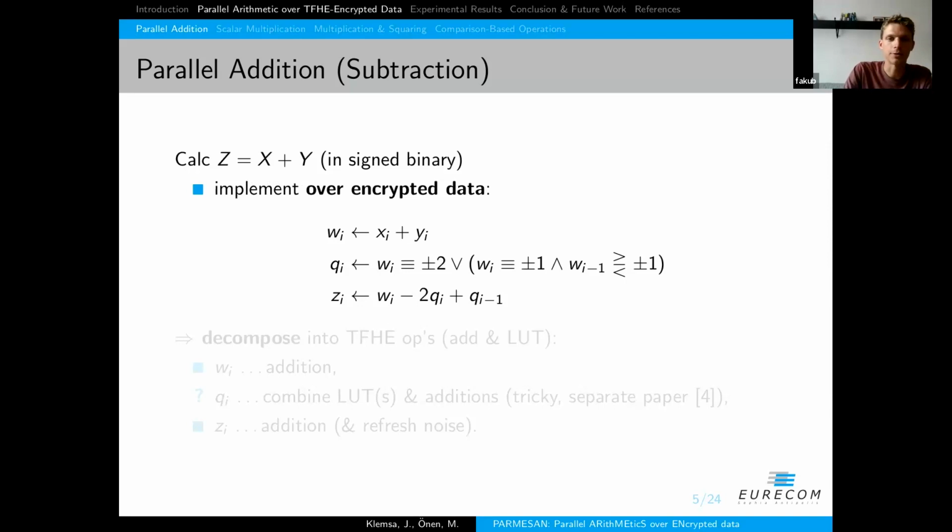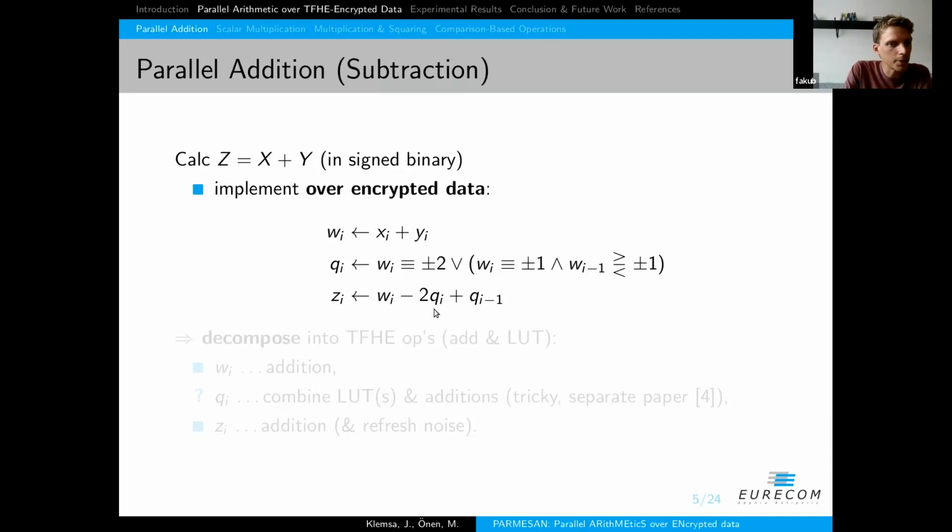What we need to implement over encrypted data is, for each digit, we need to evaluate this intermediate sum, denoted wi, then the value of qi, which is some super complicated formula, which takes as inputs wi and wi minus 1. And all of this is combined into the result. This is one digit of the result z, and this is calculated as the intermediate sum and these local carries.